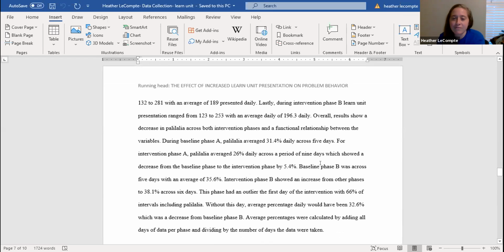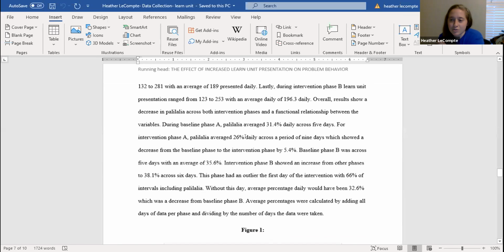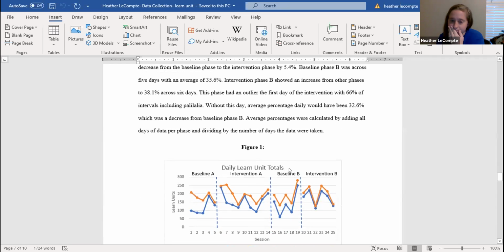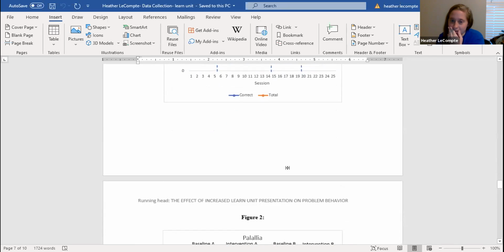So overall, his average palalia did go down some. It went down about 5% average across 5 days. And we have tried to keep in as many learn unit presentations a day as possible. But whenever he does switch line technicians, he is a little bit difficult to gain instructional control with. So his learn unit presentations do go down quite a bit whenever we have to switch out line techs.